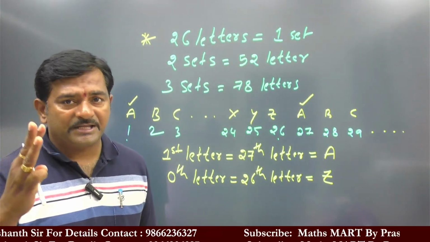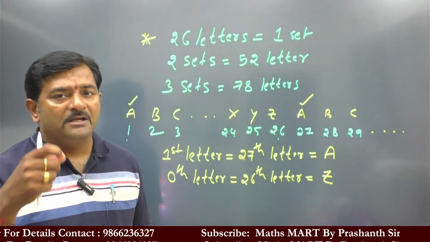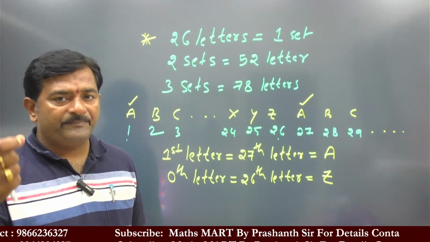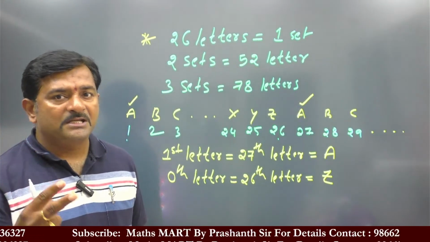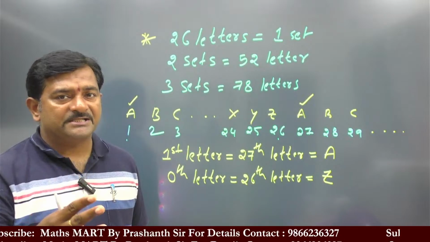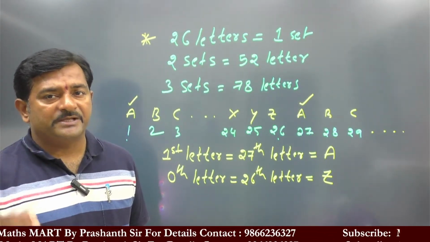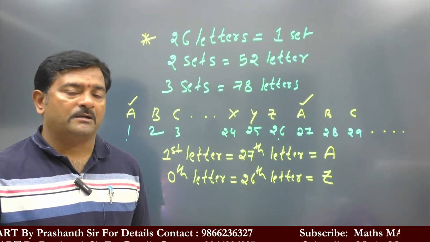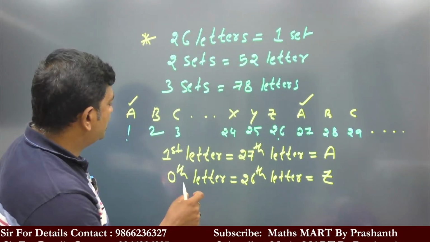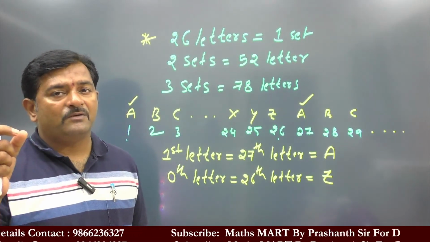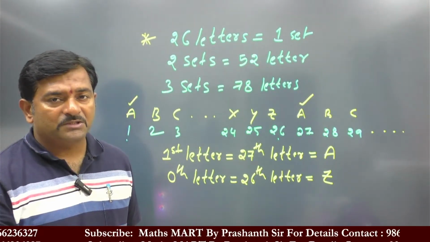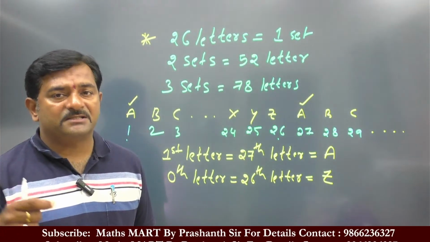Now you tell me, from this particular slide we discussed 3 important points. First point: what is one set? One set means 26 letters. Two sets means 26 plus 26, 52 letters. 3 sets, 3 into 26, which means 78 letters, and so on. Second thing: usually the first letter and 27th letter both are equal to A, and the 0th letter and 26th letter both are equal to Z.